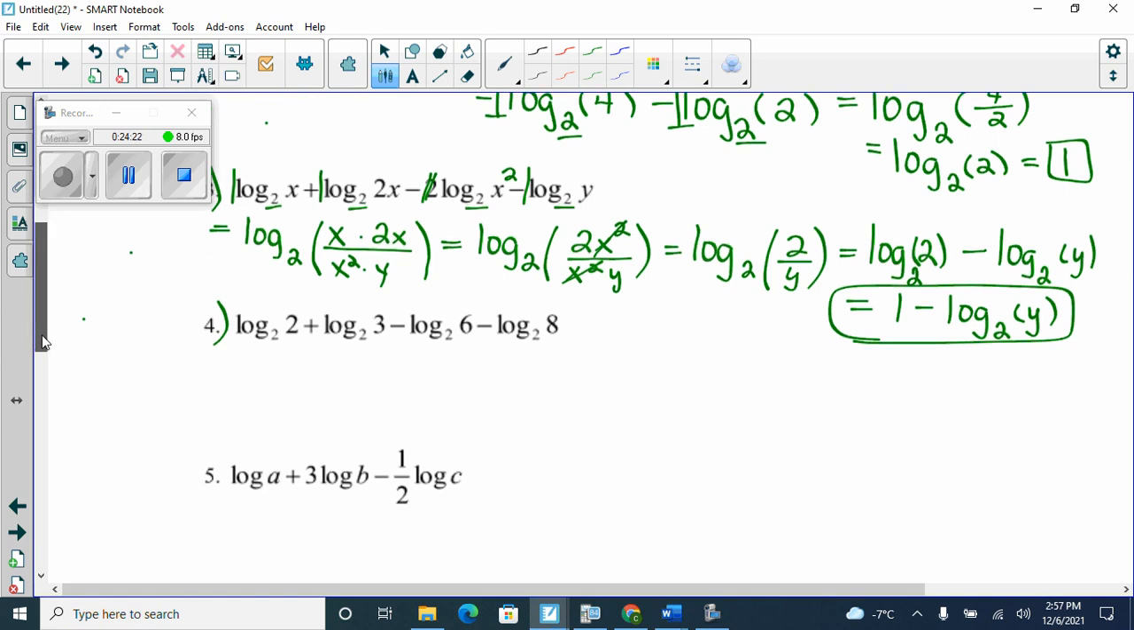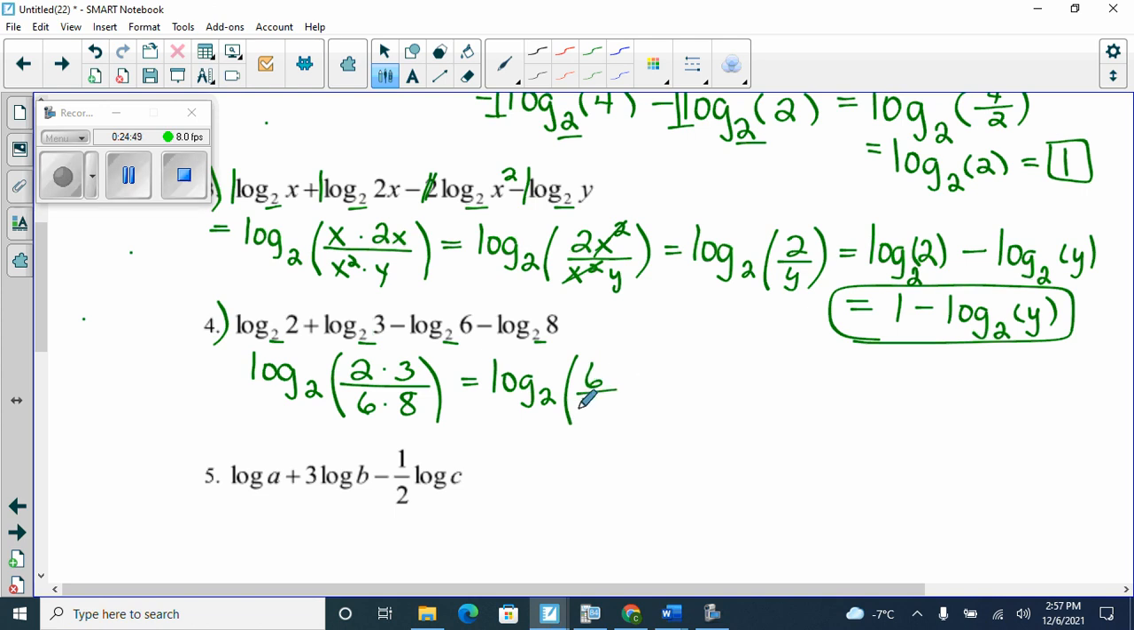Number 4, log base 2 of 2. You could just say 1, but I'm going to try and put them all together first because they all are base 2. So I'm going to go log base 2 of 2, and then 3, and then 6, and then 8 go on the bottom. So I get log base 2 of 6 over 48, which is actually 1/8.